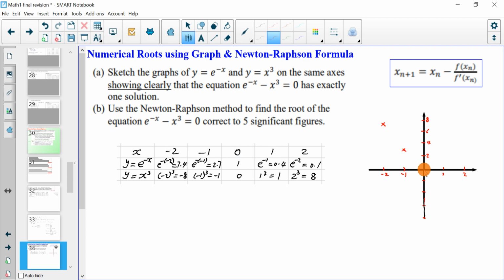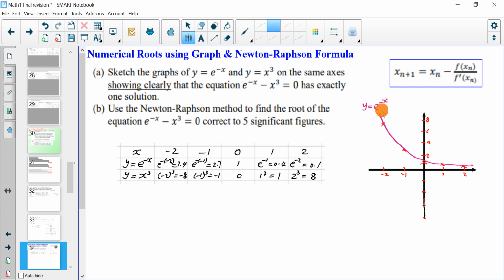And 0, 1, so 0 in the x direction and 1 in the y direction, so right there, halfway between 0 and 2. And then 1, 0.4, so it's quite low now. And then 2, 0.1, even lower, coming closer to the x-axis. And if I connect all those points in a smooth line, there's my graph for y equals e to the minus x.